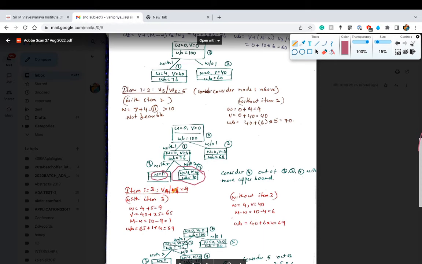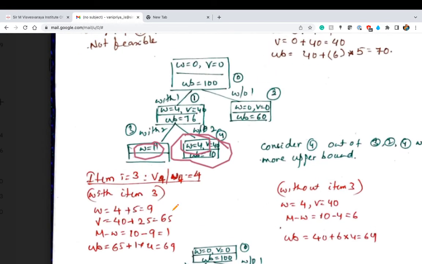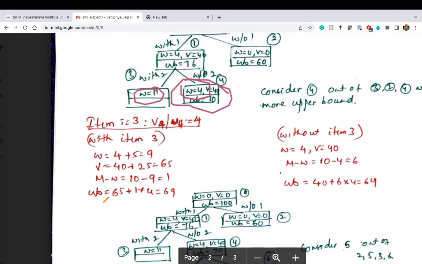Next, item number 3, and V4 by W4 is equal to 4. Okay, with including item 3, what is the weight? The third item's weight is 5, and the weight so far is 4. So the total weight becomes 9, and V is 40, and the value of item 3 is 25. So the total value will become 65 here. And M minus W, M is equal to 10, and the total weight so far is 9, so it becomes 1 here.